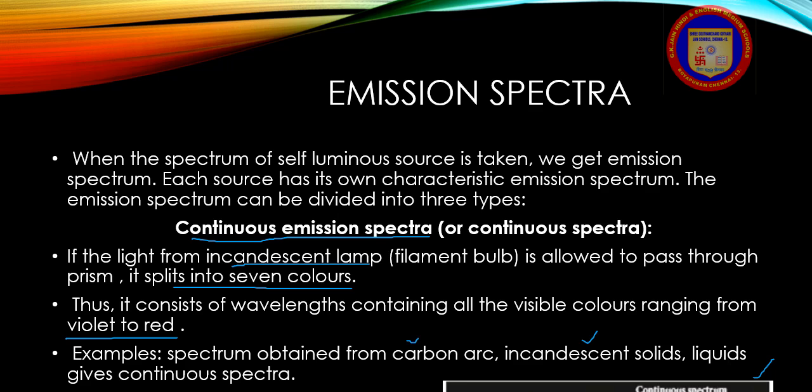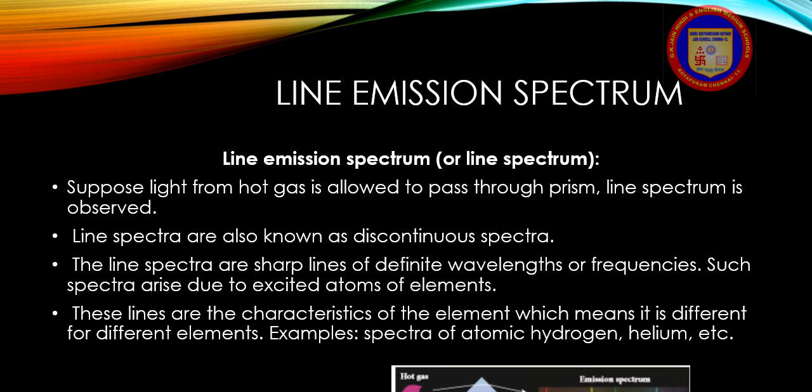Next is line emission spectra, or line spectrum. Suppose light from a hot gas is allowed to pass through a prism, a line spectrum is observed. Line spectra are also known as discontinuous spectra. The diagram shows that the colors are seen discontinuously. The line spectra are sharp lines of definite wavelengths or frequencies.